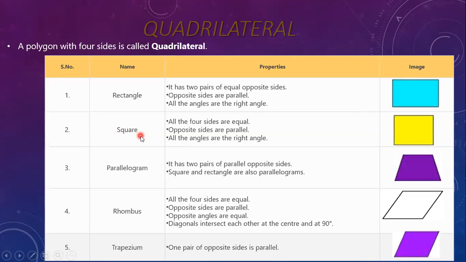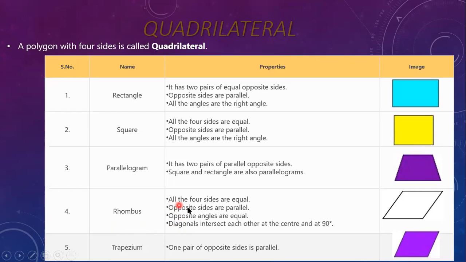Next is square. What do we mean by square? All the four sides are equal. Opposite sides are parallel. All the angles are right angles. Next is parallelogram. It has two pairs of parallel opposite sides. Square and rectangle are also parallelograms. Here you can see, it has two pairs of parallel opposite sides, these two and these two. Square and rectangle are also parallelograms.